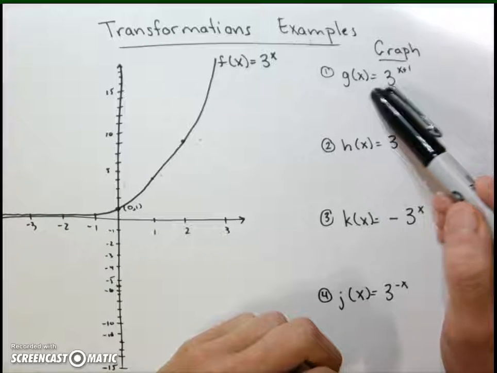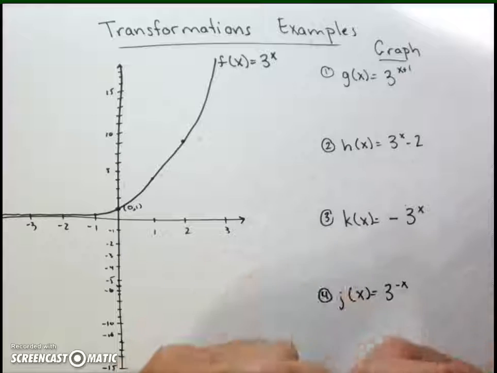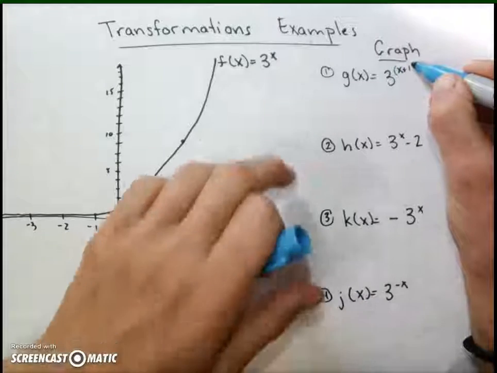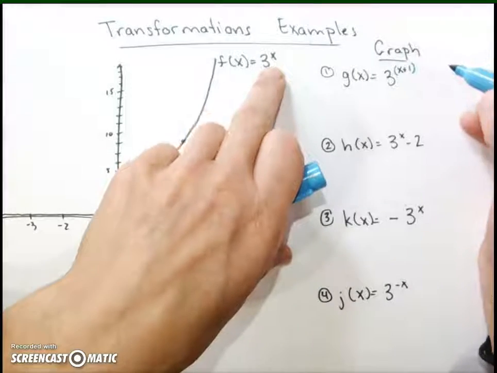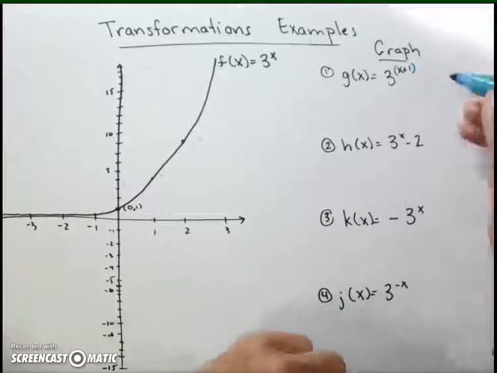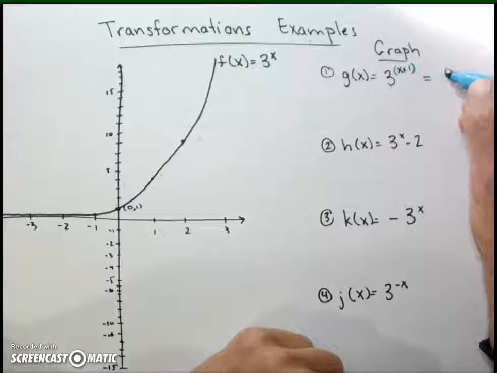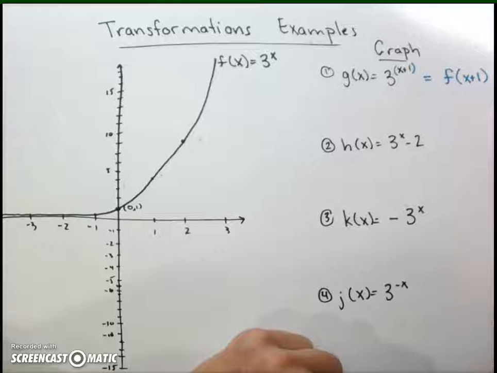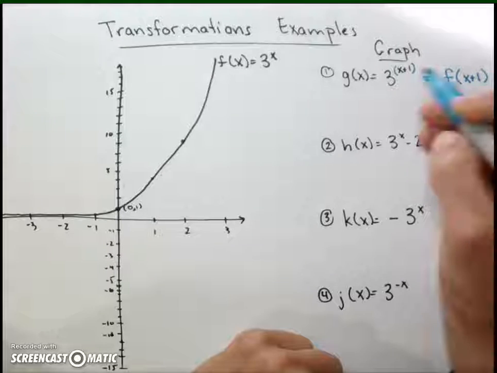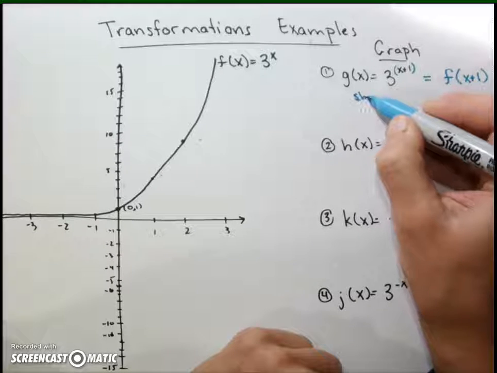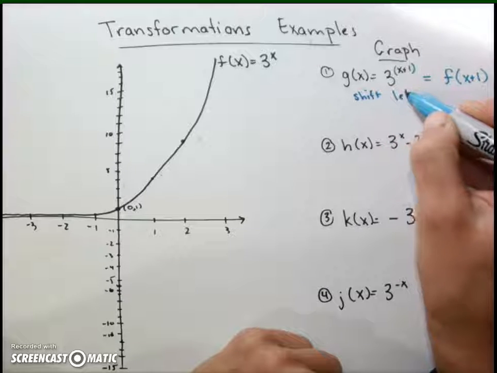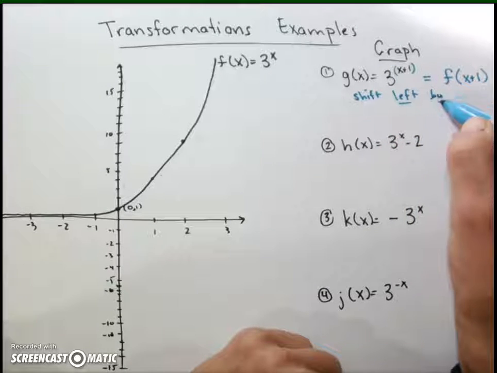Now I want to graph g of x equals 3 to the x plus 1. You could think of this as 3 is still our base, but instead of plugging in x, we're plugging in x plus 1. So this is just like doing f of x plus 1. We know from our knowledge of transformations that when we replace x with x plus 1 in the expression, this gives us a shift left by 1.